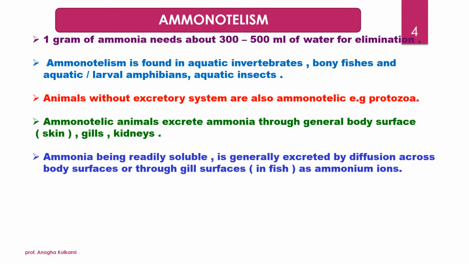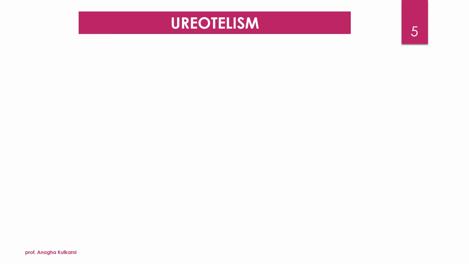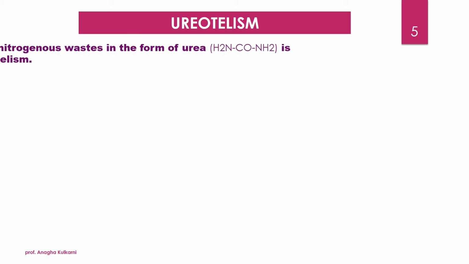Ammonia being readily soluble, it is generally excreted by diffusion across the body surfaces or through the gill surfaces in fish as ammonium ions. Kidneys do not play a significant role in its removal. Now the next is ureotelism.